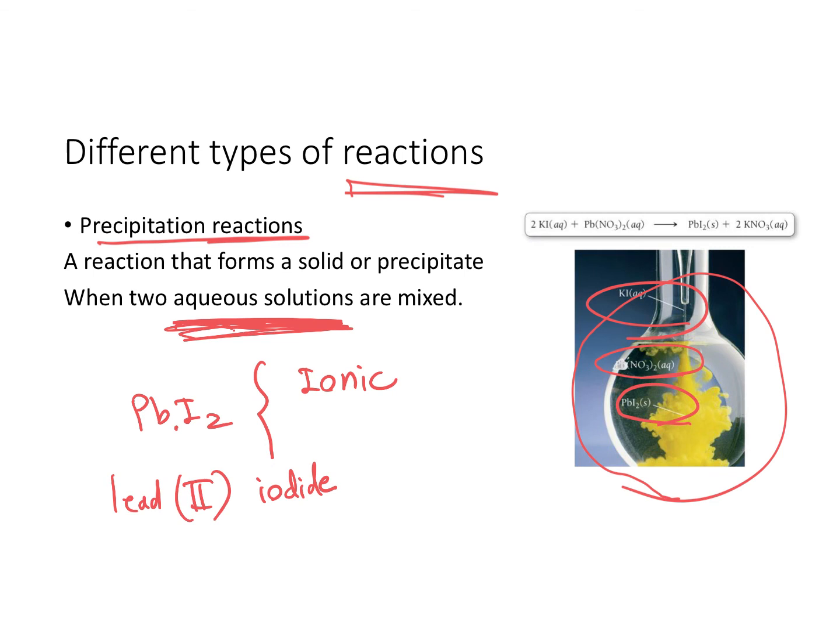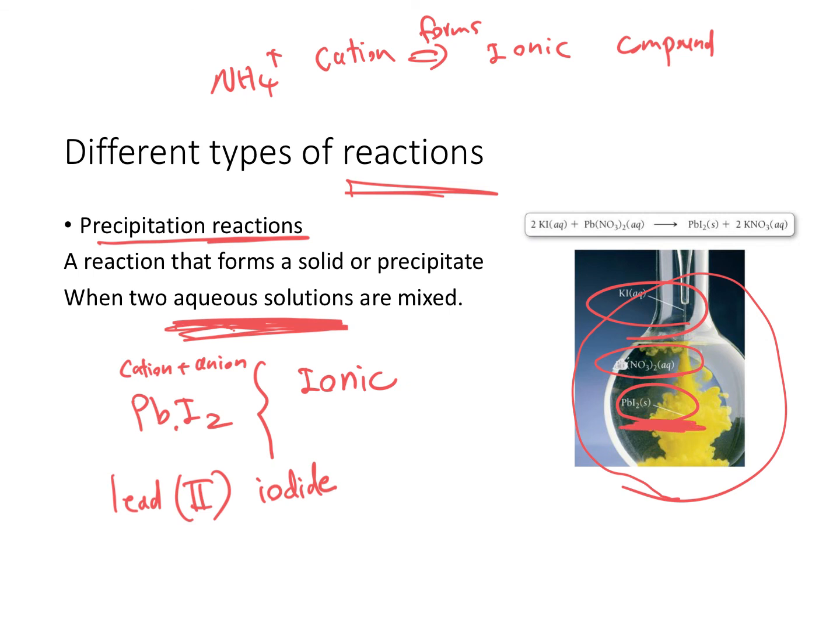Anyway, so we have a cation plus anion, or in general, metal plus non-metal. Most of the time, except NH4 plus, which is a cation and forms ionic compounds. The rest would be metal, non-metal. Okay, so this precipitate has a yellow color. So you can see the precipitate and also a color change. That's why you have a chemical reaction. So this is one type of reaction, precipitation reactions, okay?